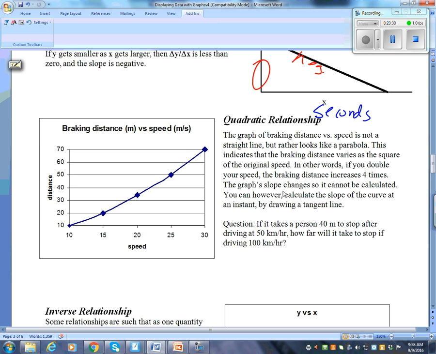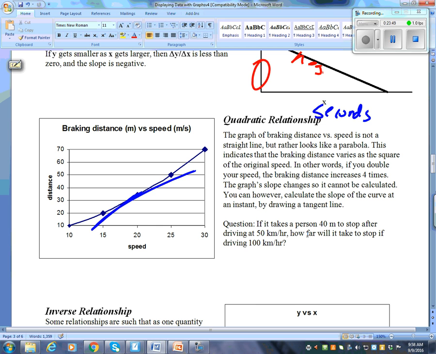The graph's slope changes, so it cannot be calculated. Can you find the slope of a curved line? You cannot. You can, however, calculate the slope of the curve at an instant by drawing a tangent line. That's something we're going to get into in the future. Tangent lines. That's supposed to be straight.